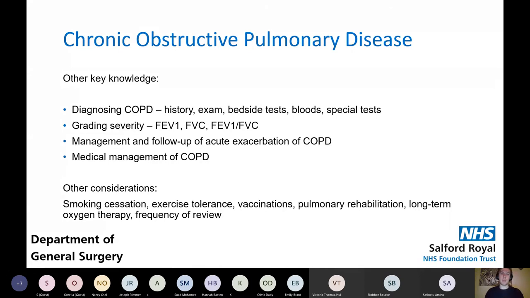Know about how it's managed acutely and know about how it's managed chronically. The kind of things that people need when they have an exacerbation are antibiotics and steroids. Know about the indications for each, because some people, if they've got increasing wheeze and breathlessness, may just need steroids. If they've got more purulent sputum, they may need antibiotics as well. Know about how you work those people up and how you manage it chronically as well.